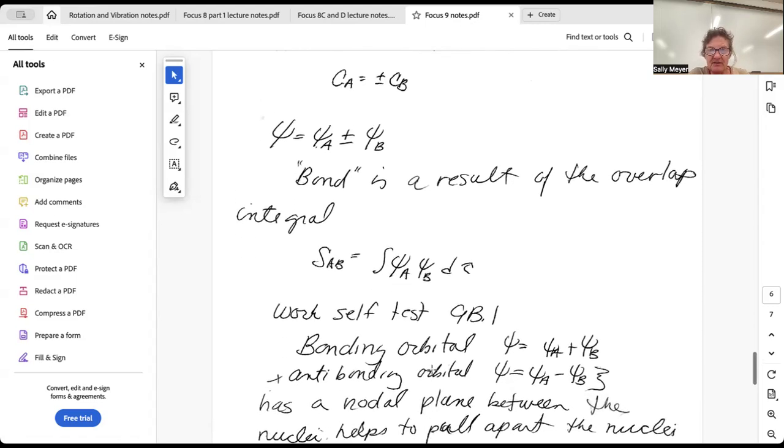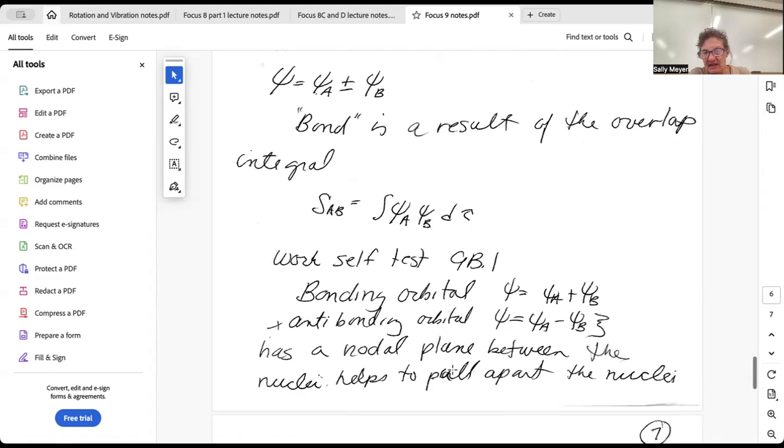So when we look at this linear combination, if it's psi A plus psi B, so the s orbital on the two atoms added together, it's going to be lower in energy, and you're going to get a bonding orbital. And if you have the subtraction, so psi A minus psi B as your wave function, it's going to be anti-bonding. If you think about it, it's because the orbital on A has a positive sign, and now if you put a negative there, psi B has a negative value.